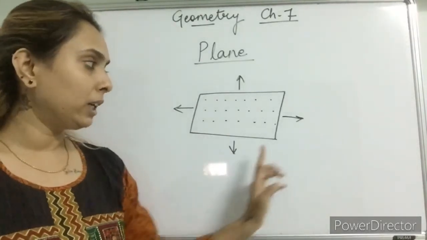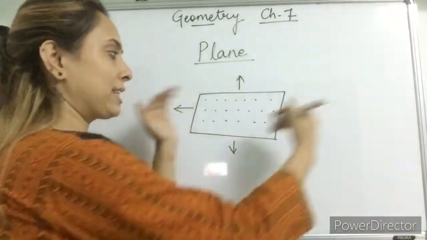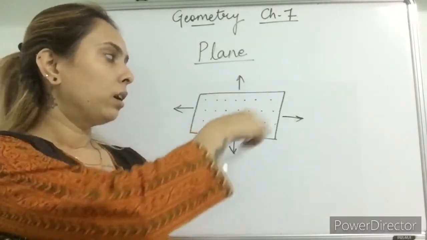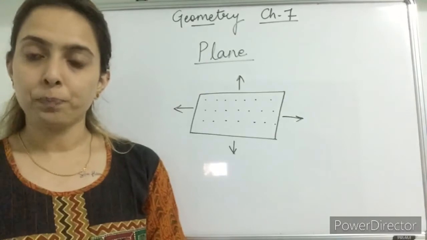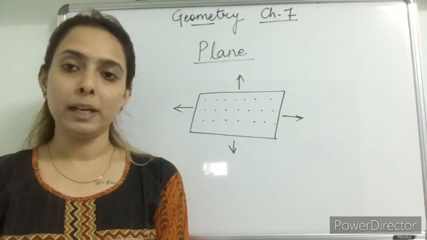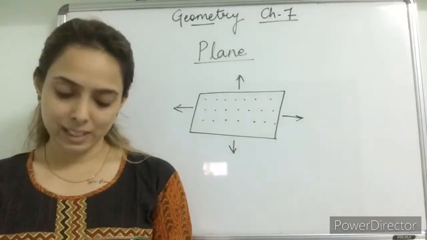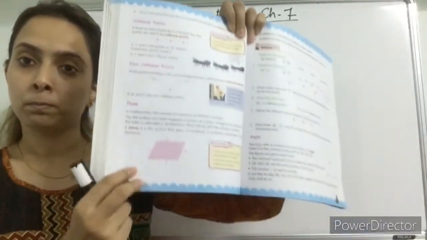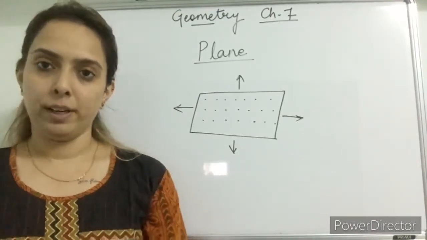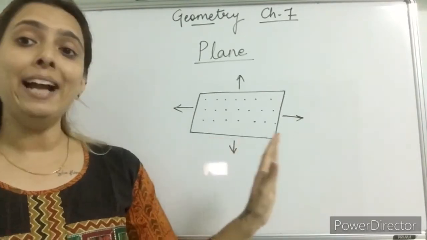Here you can see that these arrows show that it keeps on extending. So it's a plane, and a plane has endless points in it. A plane has unlimited lines, unlimited rays and unlimited line segments in it. It is given in your book also, on page number 110. Here I will read it for you. A plane is a flat surface. You can see it is a flat surface that goes on endlessly.